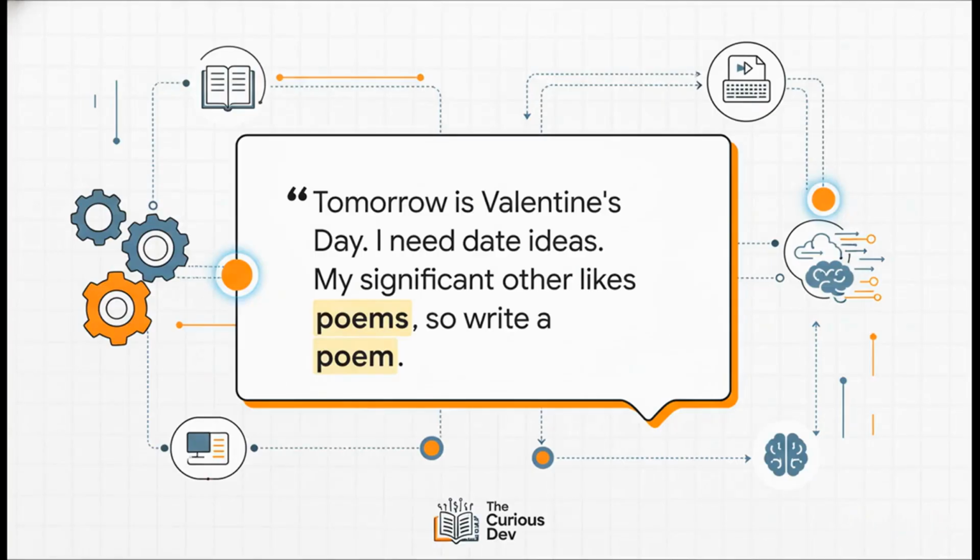So let's take a look at a more complex user request. "Tomorrow is Valentine's Day. I need to come up with a few date ideas. My significant other likes poems, so write it in the form of a poem." See? This isn't just one thing. It's brainstorming and it's creative writing. So we can give our kernel a plugin for brainstorming and another one for writing poems.